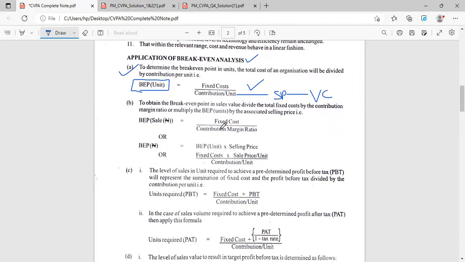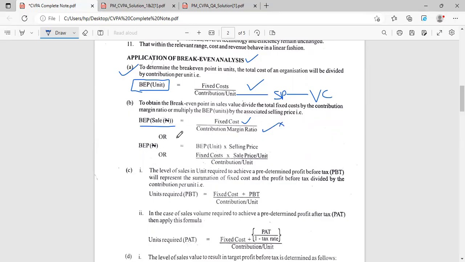Very simple. Option B can tell you to determine the break-even point in sales, which is in value. Our formula is going to be fixed cost all over contribution margin ratio, not contribution per unit. We are going to see the definition or the formula for contribution margin ratio as we proceed. Just hold on there.